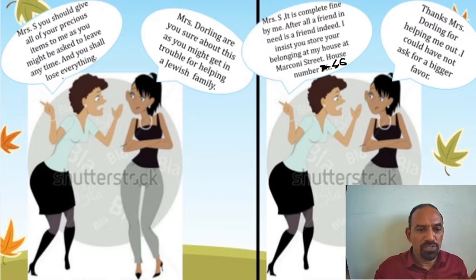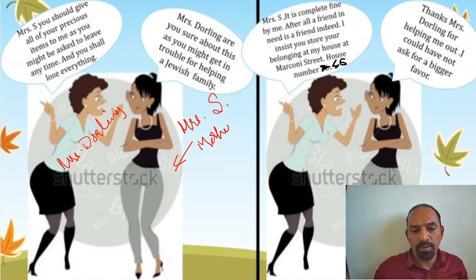Look at the conversation between Mrs. Darling and Mrs. S, the narrator's mother. Mrs. Darling: Mrs. S, you should give all your precious items to me, as you might be asked to leave any time, and you shall lose everything.